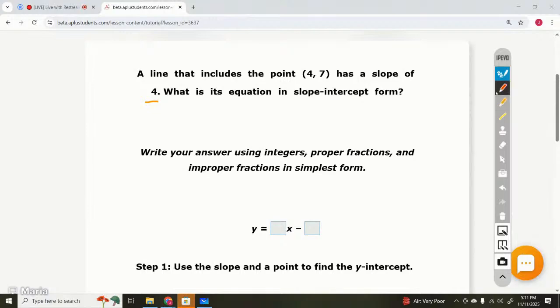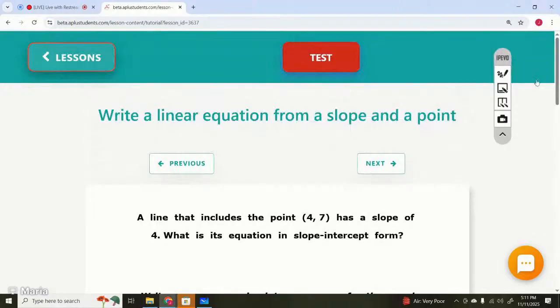Let's start with the test questions. This one is already solved.